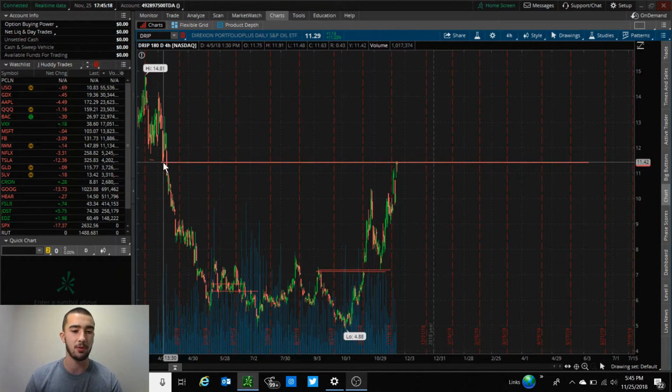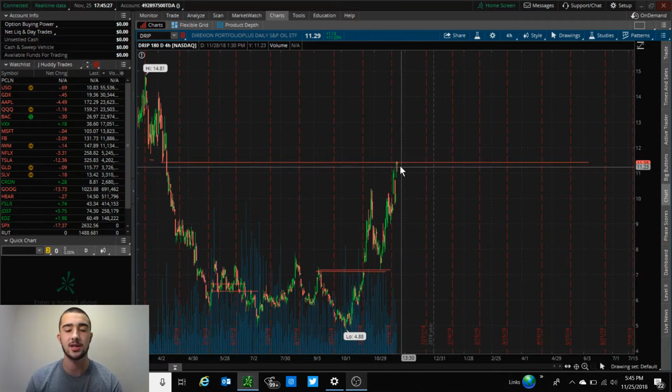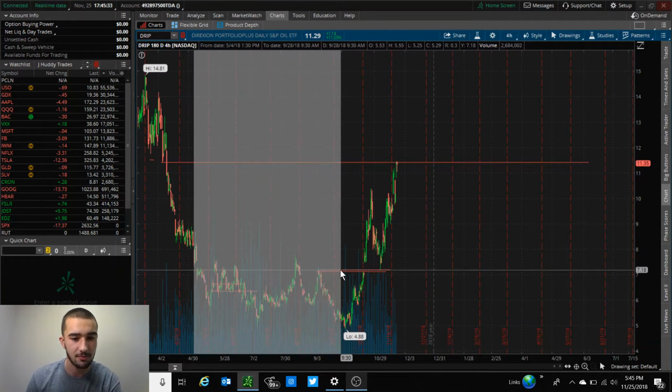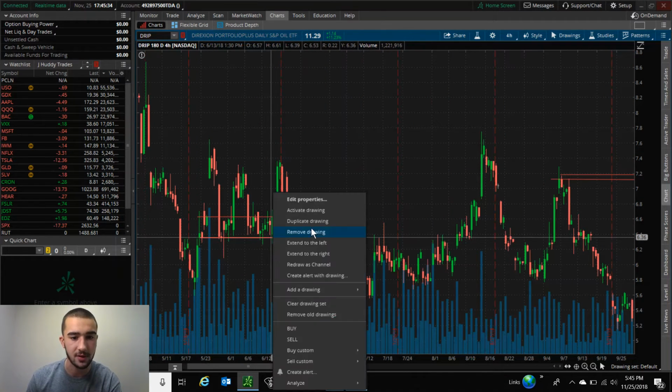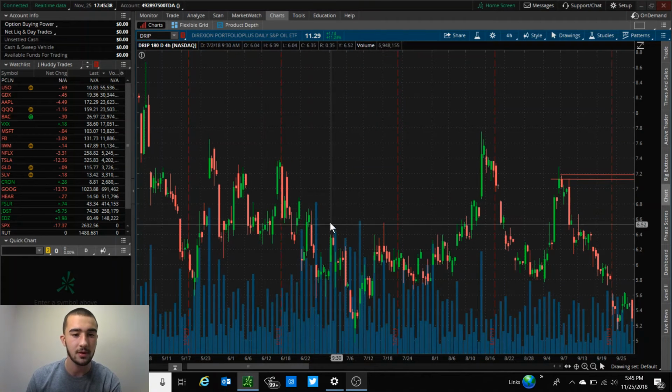So you see this was a support. Now it's starting to get rejected around that support. It's acting as a resistance because it broke below that support. And then the next time it tried to contest that, you see it getting rejected. So you always want to keep that in mind. I actually broke this down a little bit, but I'll just remove these. Get rid of them. Get rid of that.